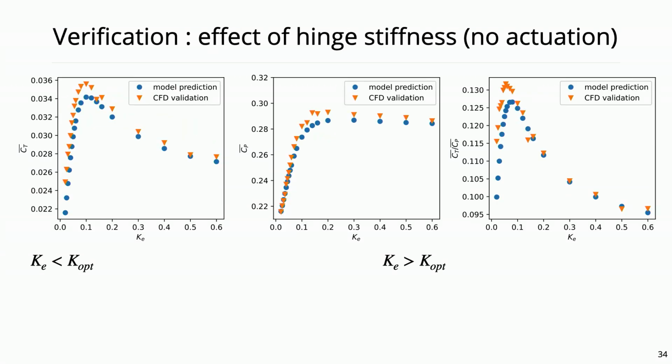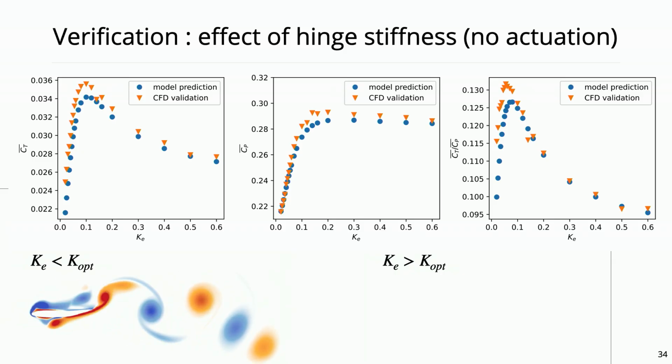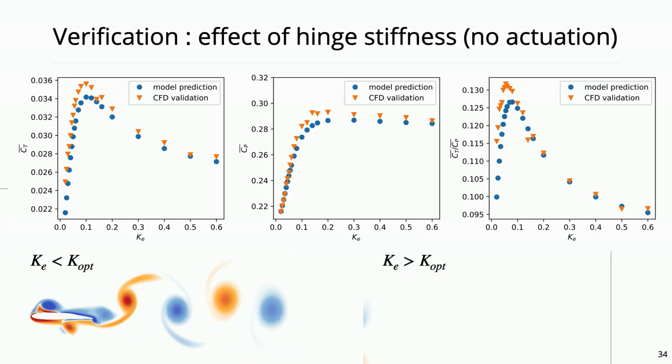So we run some comparisons between what the model predicts, varying the spring stiffness of this hinge. Here we fix the damping and inertia and everything else. We vary the spring stiffness and we predict the thrust from the model and then validate it with CFD. And then the same for the power and the same for the efficiency. And we get a good correspondence between what the model predicts in 10 seconds and what the CFD predicts in an hour or two.